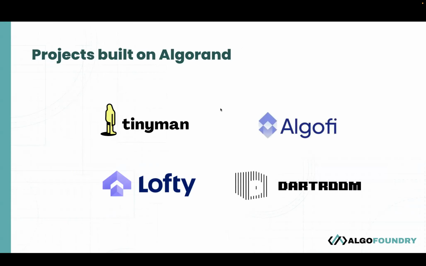Here are some of the things that are built on Algorand in general, as a comparison to other chains. Tinyman is an AMM DEX, so you can do swaps between different tokens. AlgoFi is a major lending protocol, so you can deposit an algo and lend USDC or whatever the case may be. Lofty is a real world asset application, specifically in real estate in the United States, and it allows people to crowdsource buying real estate and make a return on rental and so on. And Dartram, actually, to be honest, I'm not sure what that is.